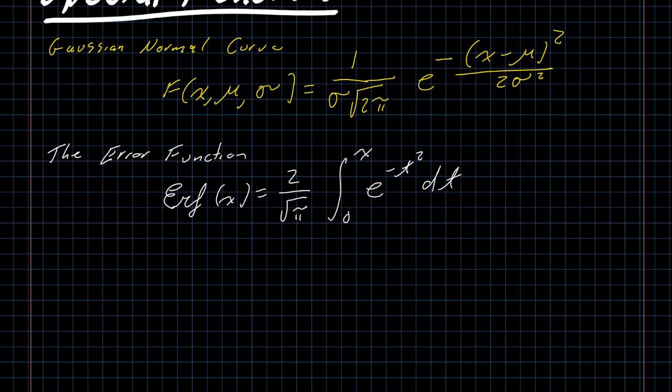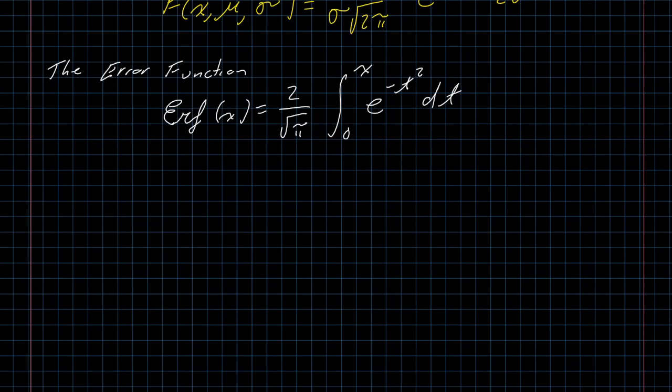Notice here that if you take the Gaussian normal curve, you plug in mu equals 0 and sigma equals 1. I guess it's sigma equals 1 over the square root of 2. But plug that in and then integrate it, and you get the error function. The error function is kind of what its name suggests. It is a way of representing the error in a number of different sorts of calculations.